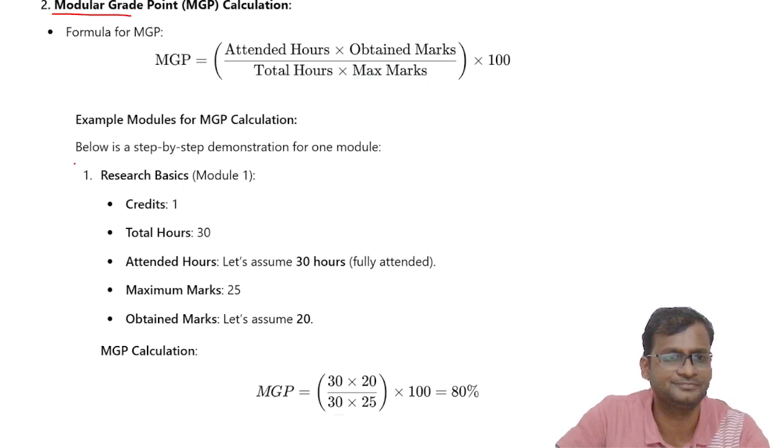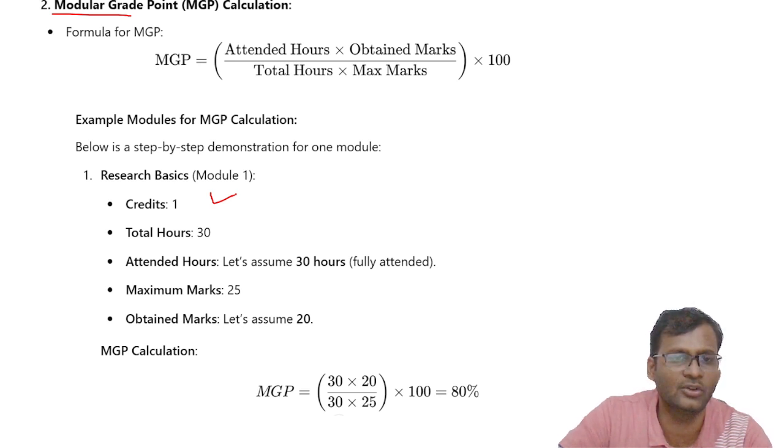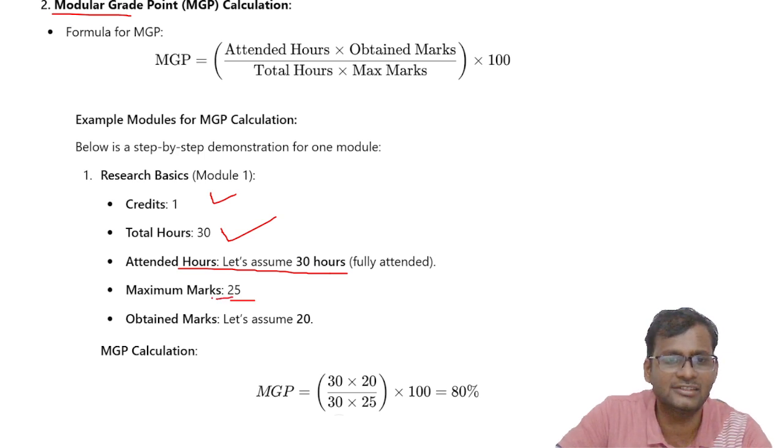For example, the research basics module 1 has 1 credit. The research basics module given is 1 credit, and the total hours is 30 hours. Here attended hours means, if a student attended 30 hours completely, then in assignments, a 1 credit module has a maximum mark of 25, and the student obtained 20 marks. Out of 25 he gained 20 marks in that particular module.